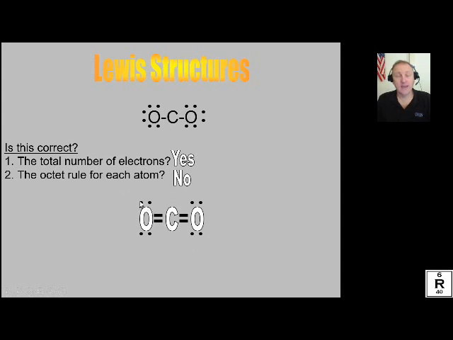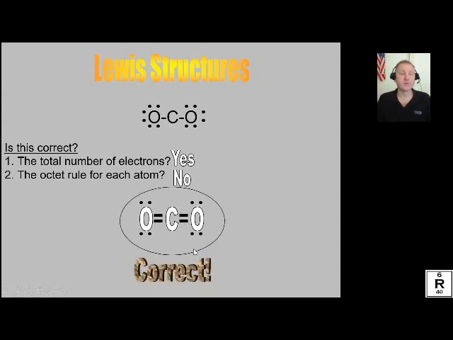The oxygen has 8 around it. 1, 2, 3, 4, 5, 6, 7, 8. The carbon has 8 around it. 1, 2, 3, 4, 5, 6, 7, 8. And this oxygen has 8 around it. 1, 2, 3, 4, 5, 6, 7, 8. So this is the correct structure for carbon dioxide. This one is not the correct structure for carbon dioxide.